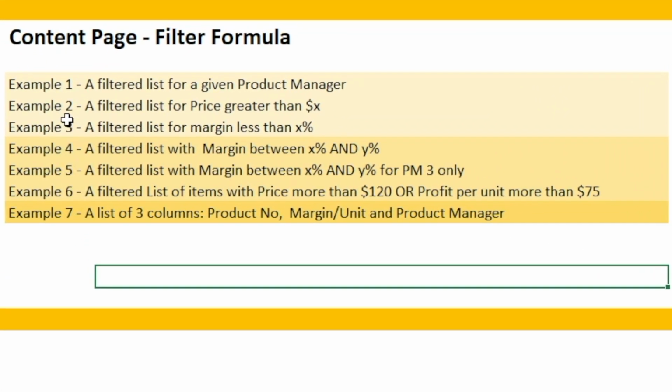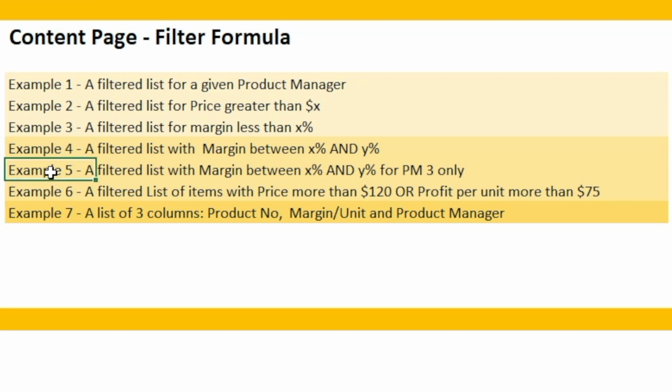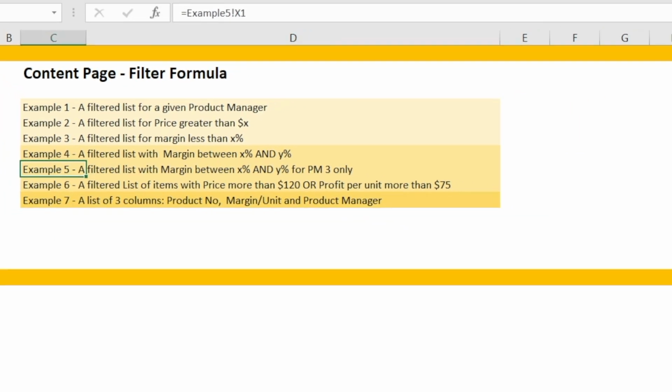Examples 1, 2, and 3 are simple examples with one criteria only used in the filter. Examples 4, 5, and 6 are more complex examples where we are combining multiple criteria in the filter formula. And lastly, example 7 is where I'll be showing you how to create a list of filtered columns instead of filtered rows. So let's get started with example number 1.